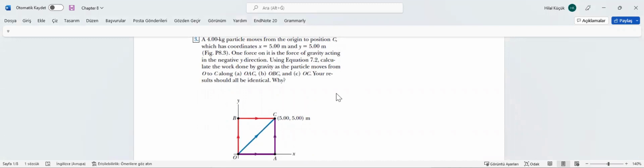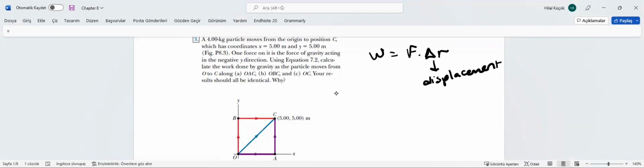I want to circle the keyword: calculate the work done by gravity as the particle moves from O to C, via OAC and OBC. How can we find it? Okay, I know work is F delta R. Delta R is displacement. Be careful with this one. What is displacement?